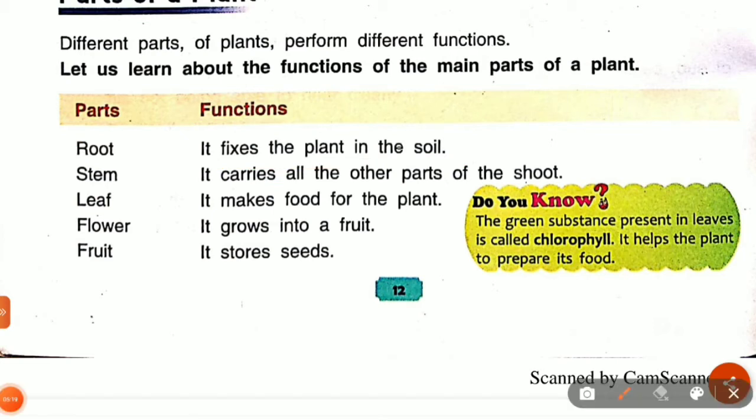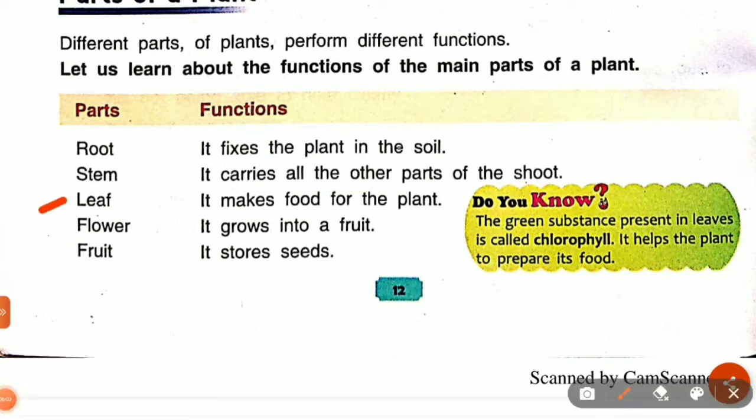So what is the next part? The next part is stem. Where is the stem? The stem is above the soil. What does the stem do? It carries all the other parts of the shoot. What is shoot? Root is below the soil, shoot is above the soil. In a plant, whatever is below the soil is called root, and whatever is above the soil is called shoot. So the stem carries all the other parts of the shoot.